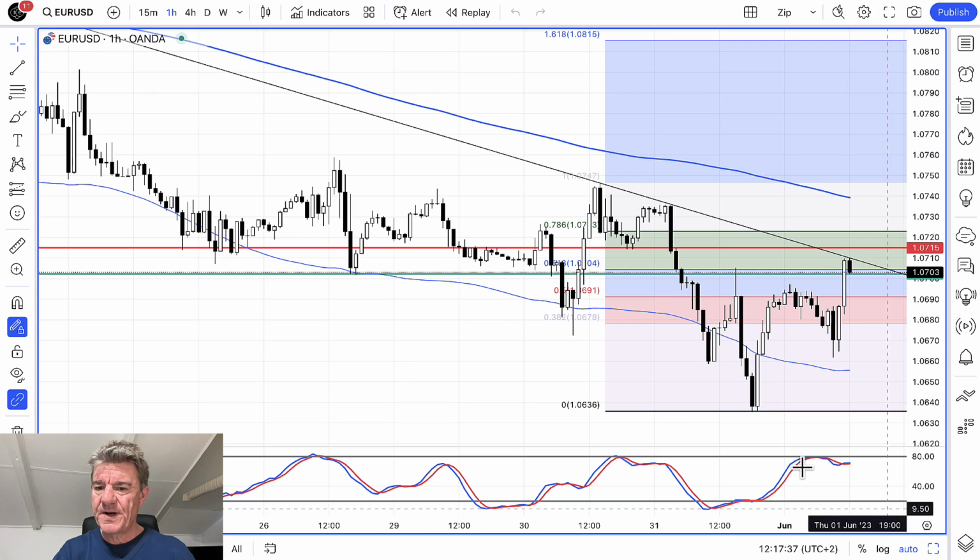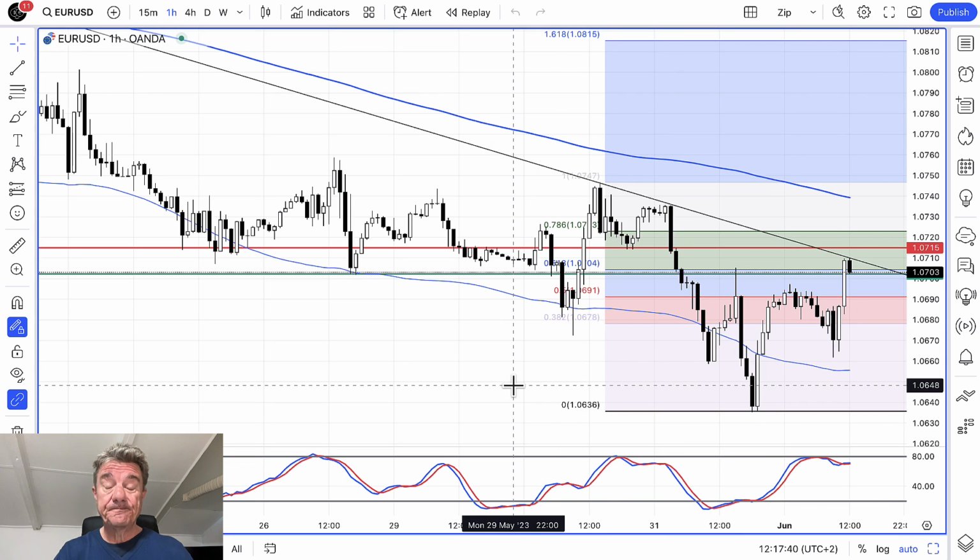Now a couple of things, and I hope I don't forget everything. I've got the G7 chart set up here. This is an hourly chart.